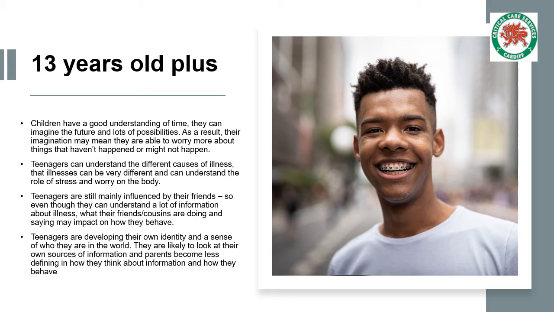Teenagers can understand the different causes of illnesses, that illnesses can be very different, and can understand the role of stress and worry on the body. They are still mainly influenced by their friends, so even though they can understand a lot of information about illness, what their friends and cousins and colleagues are doing and saying may impact on how they behave.